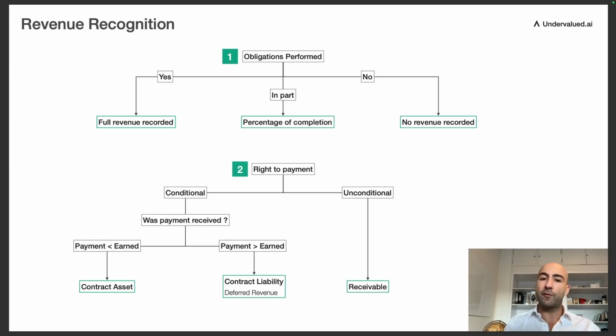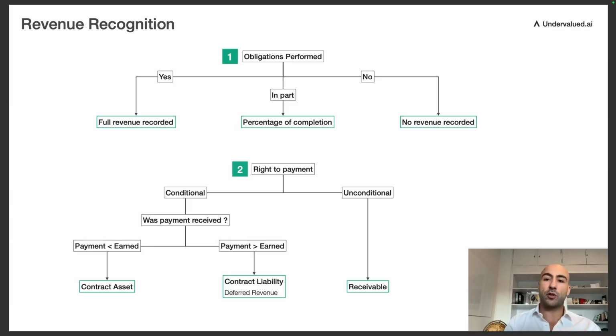So if the performance is simple, I'll give you an example. Let's say that the company sells pens, right? So you bought the pen, you have the pen in your hand, and you gave cash or you paid by credit card. Then the revenue is recognized immediately because the company completed the performance. Like, the obligation was to give you the pen, it did, it's done. But sometimes it's a bit more complicated than that.